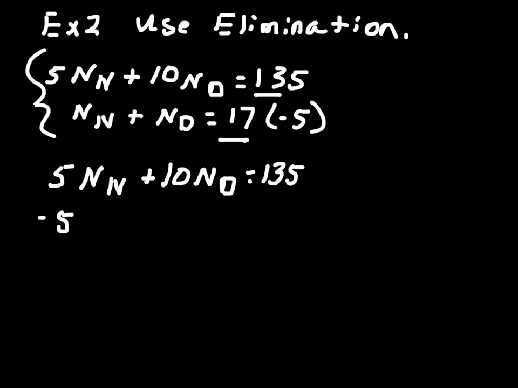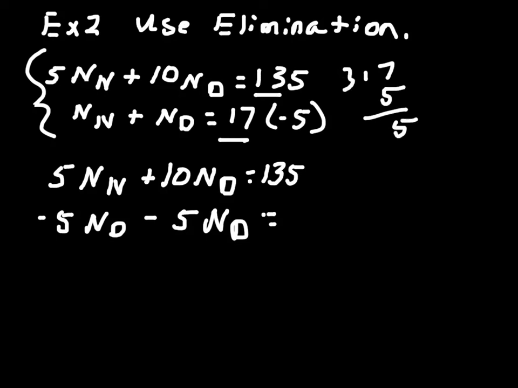I'm going to multiply everything in the second equation by a negative 5. So I have a negative 5NN plus a negative 5ND, or in other words, minus 5ND, I should say, right? Because negative 5 times ND is a negative 5ND, equals, now what's a negative 5 times 17? Let's see, 17 times 5, that gives me 85, and it's negative, right? Okay, now I'm going to add these two columns together.